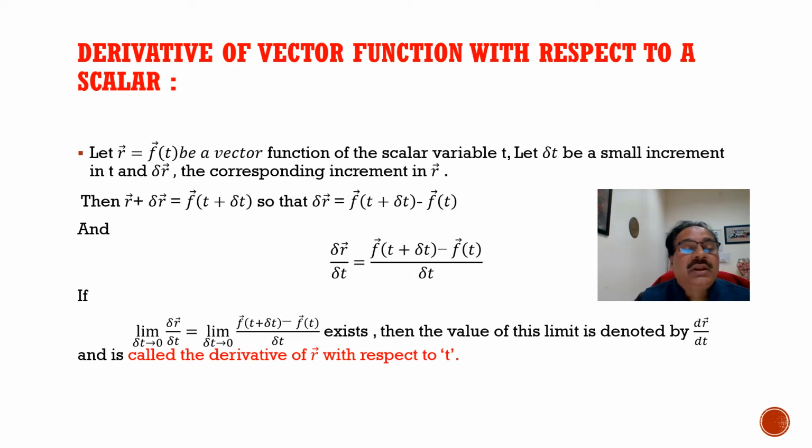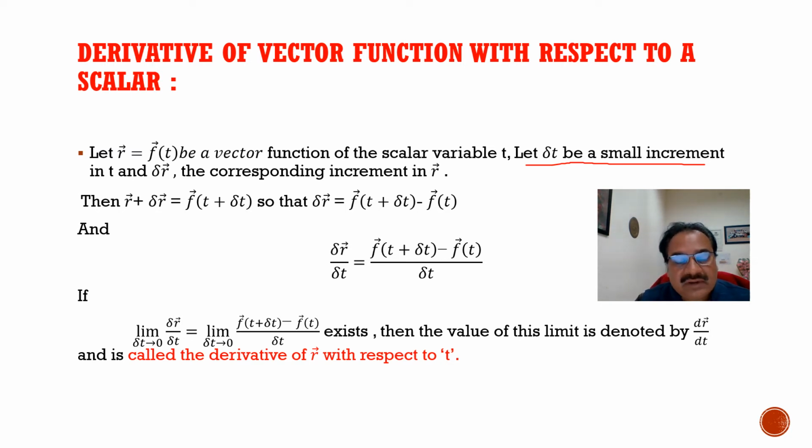Now, the derivative of a vector function with respect to a scalar. For that purpose, let us consider r equal to f of t, a vector function of the scalar variable t. Let del t be a small increment in t and del r be the corresponding increment in r. You have already gone through this at school level; again, we are just repeating. Then vector r plus del r is equal to f of t plus del t, so that del r is equal to f of t plus del t minus f of t.